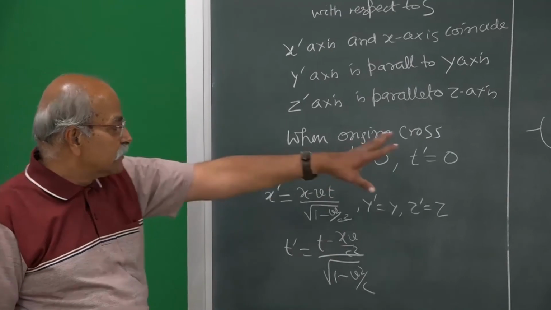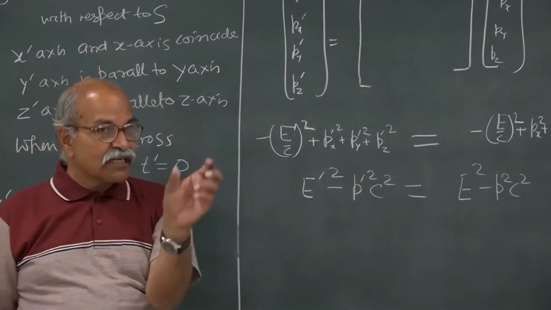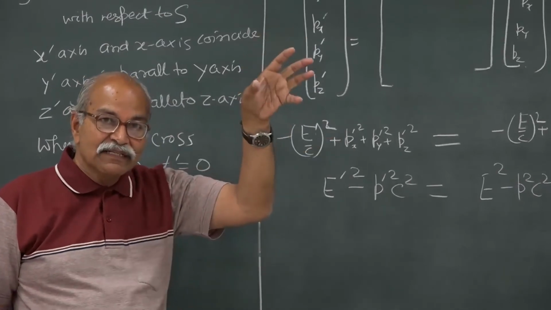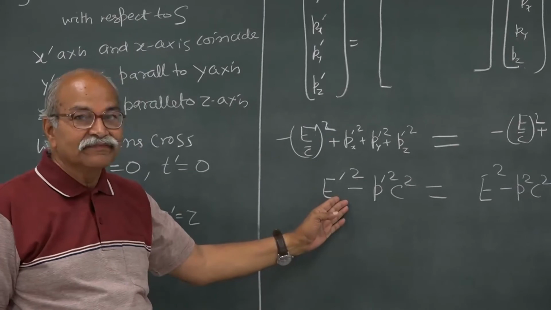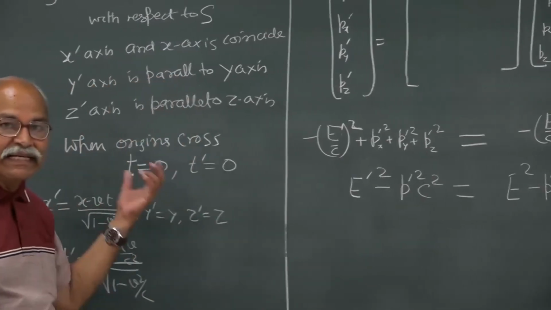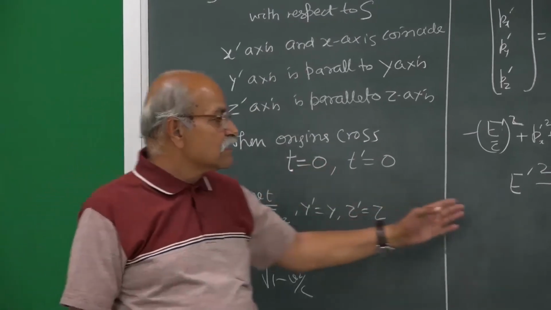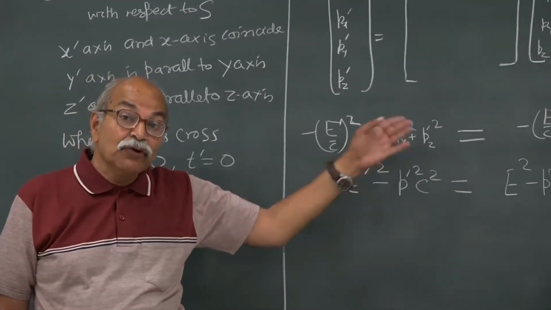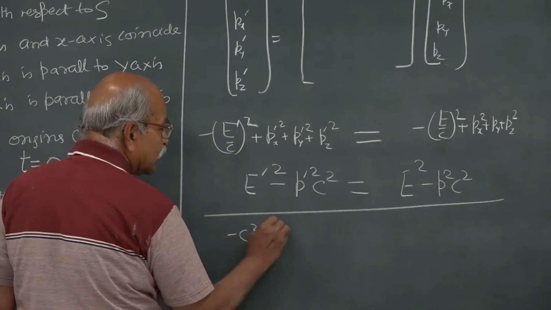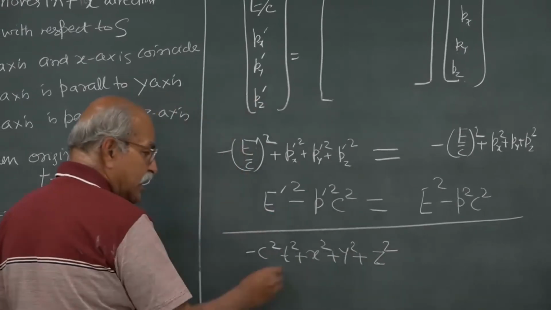I had shown a few minutes ago that if I use these Lorentz transformations and get the expressions for Px, Py, Pz and E, the total energy, I can work out what this is, and it came out to be a constant independent of the frame. But not necessarily, even if this prescription is not valid, this is true. It is a property of the 4 vector. Therefore, the same thing I can say for minus c square t square plus x square plus y square plus z square.